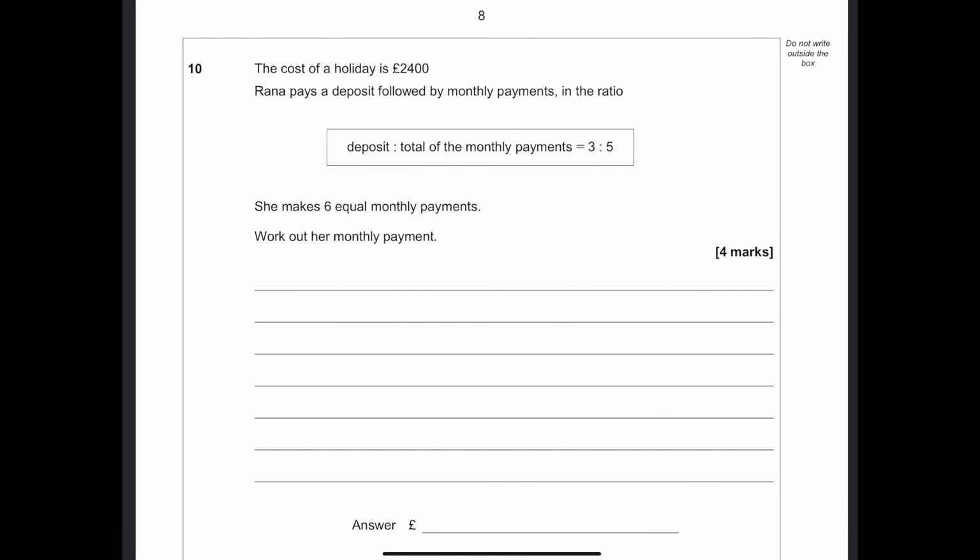The cost of a holiday is 2,400. Rana pays a deposit followed by monthly payments in the ratio of this. She makes 6 equal monthly payments. Work out her monthly payment. Well, straight away, this ratio, share that into the 2,400. So 2,400 divided by the sum of the ratio, that's going to be 300, because 2,400 divided by 8.